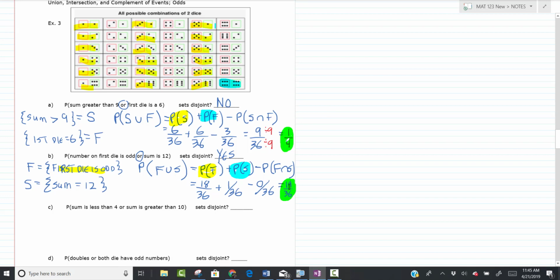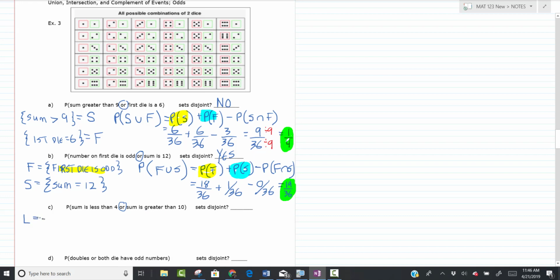I sure think so. All right, next one. I'm going to erase all my scribbling on the dice here and highlighting because I think that's helpful for you to see this. So the next one says the sum is less than 4, or, again, it's a union, sum is greater than 10. So let's identify the sets.